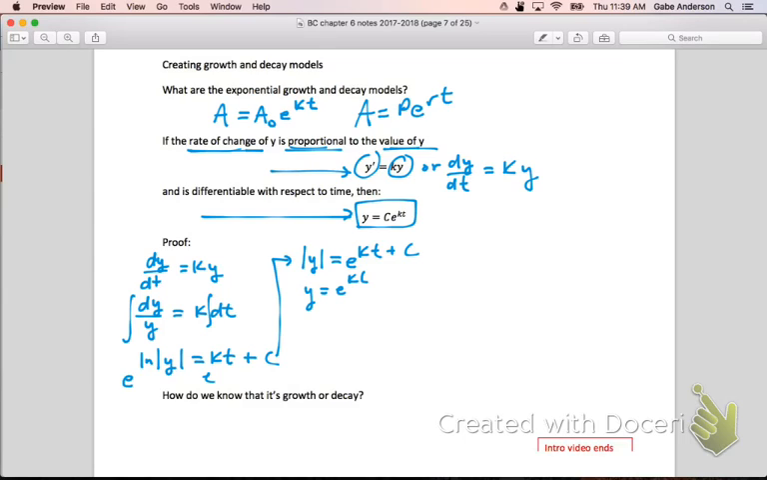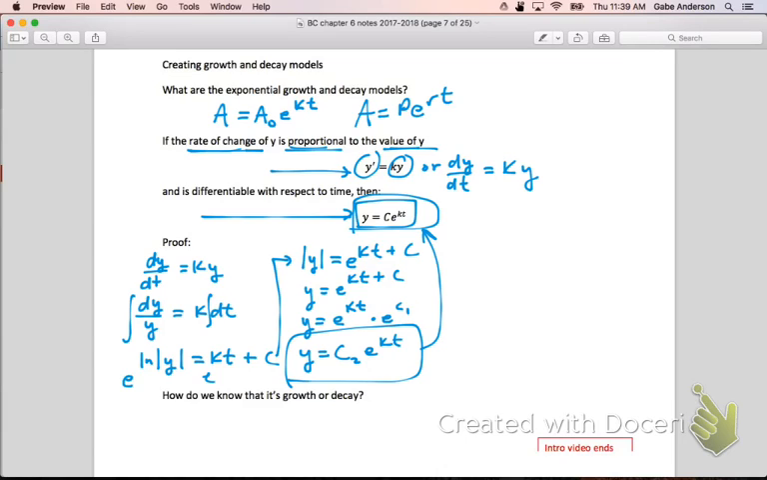Then on the right side, we can see that it does look an awful lot like the model, but it's not that yet. Here's how we get there. Keep in mind that if you are adding your exponents, you're really multiplying your bases. So we could break this apart to be e to the kt times e to the C, and e to the C, e being a constant, C being a constant, is just some other constant. So it would be y equals C1 times e to the kt. We'd often just write it as Ce to the kt. Of course, you can see that that matches. So that's just a proof of that.